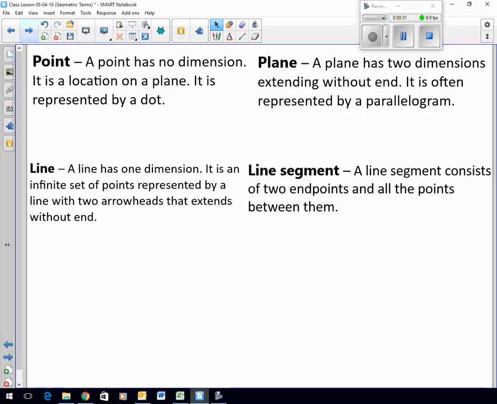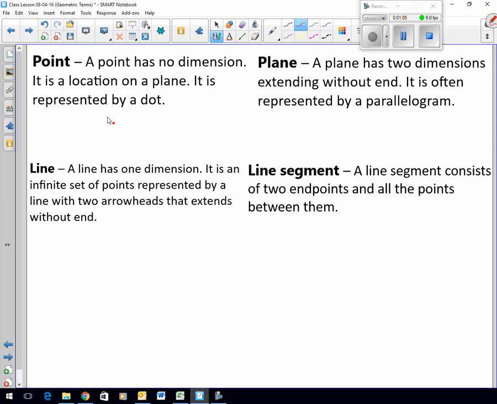Let's begin. Okay, a point. A point has no dimensions. A point is just a location on a plane, which is represented by a dot. Right? That is a point. It is, I guess, technically considered one dimension. It is really the key to geometry. There's a point.